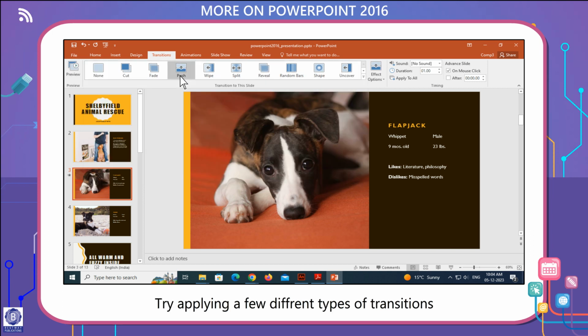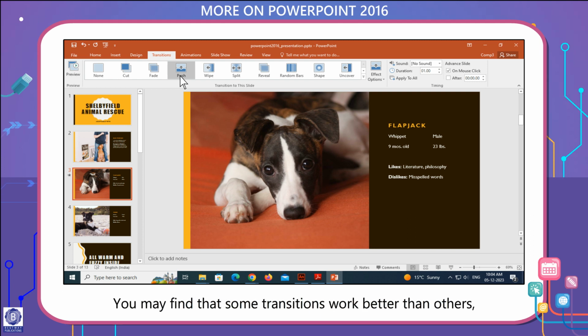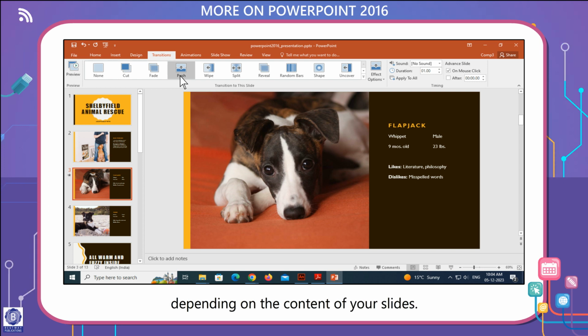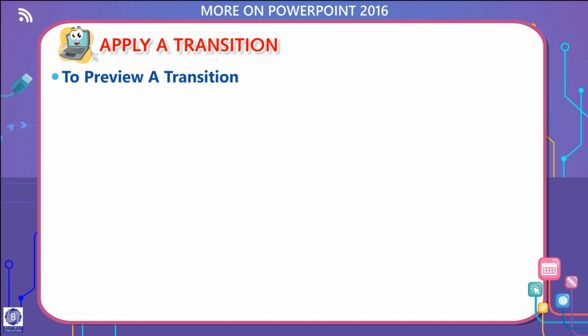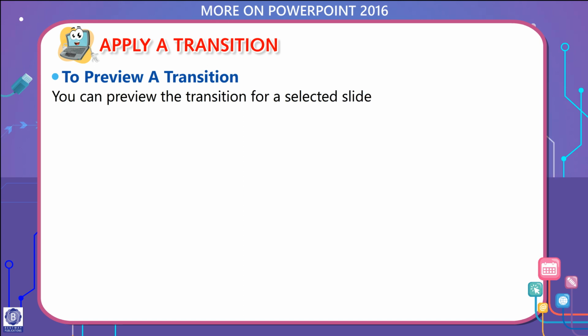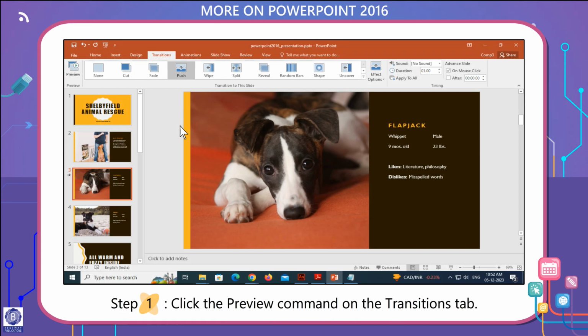Try applying a few different types of transitions to various slides in your presentation. You may find that some transitions work better than others, depending on the content of your slides. To preview a transition, you can preview the transition for a selected slide at any time using either of these two methods. Step 1.